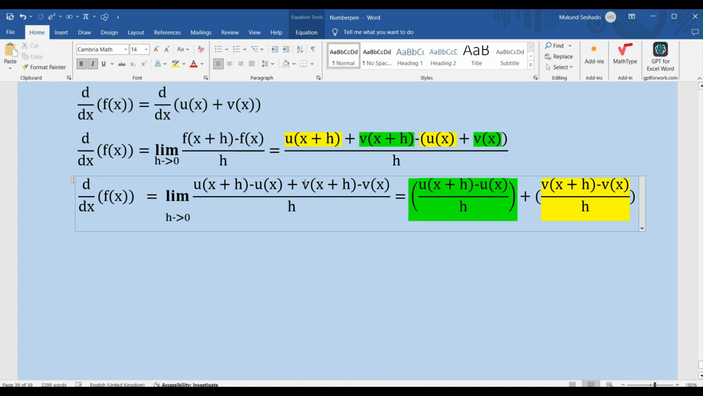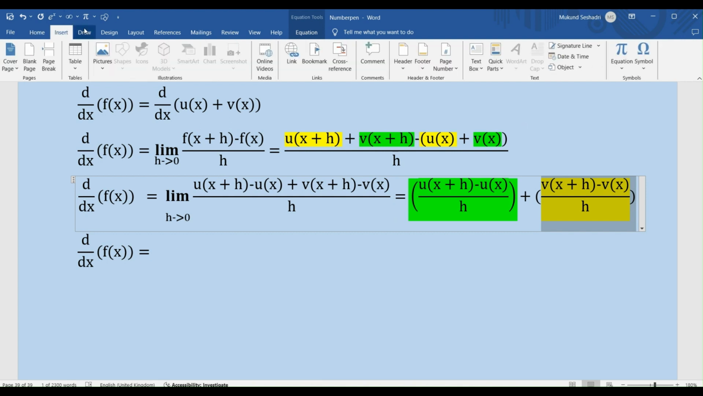So now I think we have, so the green term is nothing but my u dashed of x, right? And u again, drawing your attention to what I mentioned initially, it is again a differentiable function dependent on the independent variable x. So my u of x plus h minus u of x divided by h, limit h tending to 0, is nothing but my u dashed of x, right? And similarly, my v of x plus h minus v of x divided by h, which is the yellow part of the term, is nothing but my v dashed of x, right?